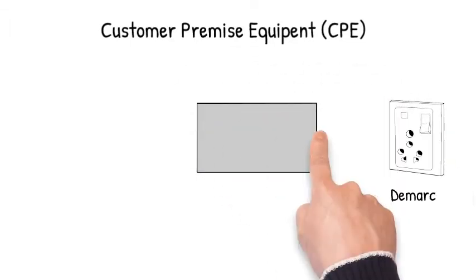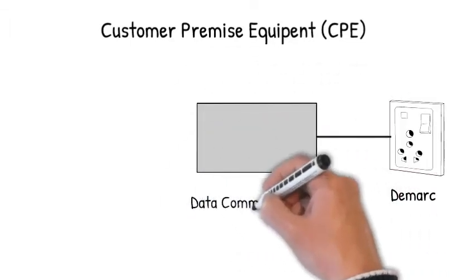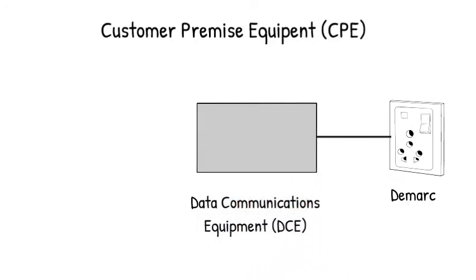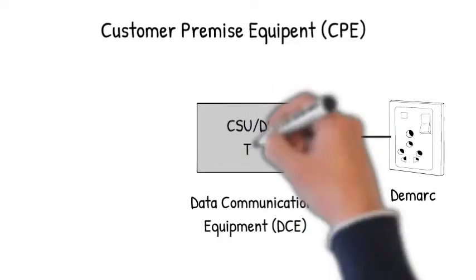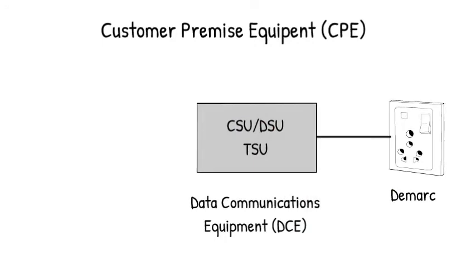So there's going to be a connection from the DMARC to another piece of equipment that's called data communications equipment. Depending on what type of connection we have, this can look a lot of different ways. It could be a standalone device. It could be something that's integrated into our router. Depending on our connection, it'll go by different names. So it might be called a CSU DSU or a TSU. But the key is the data communications equipment is what takes our data and puts it on the local loop.